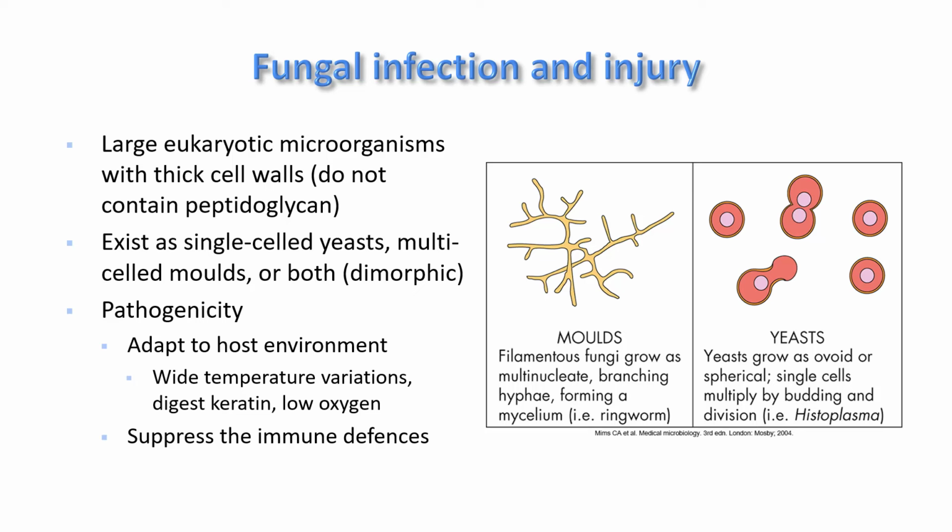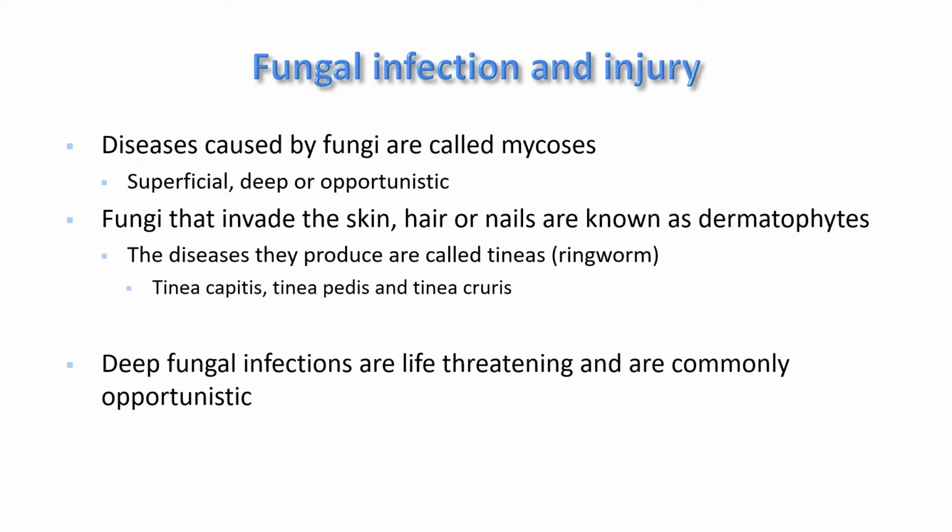They suppress the immune defenses in our body. Now, fungal infections are called mycoses. They can be superficial, like infection of the skin or nails. You must have heard of athlete's foot. They can cause deep infections, but deep infections are usually opportunistic, or they develop in people who are immunocompromised. Deep fungal infections are life-threatening and are commonly opportunistic.